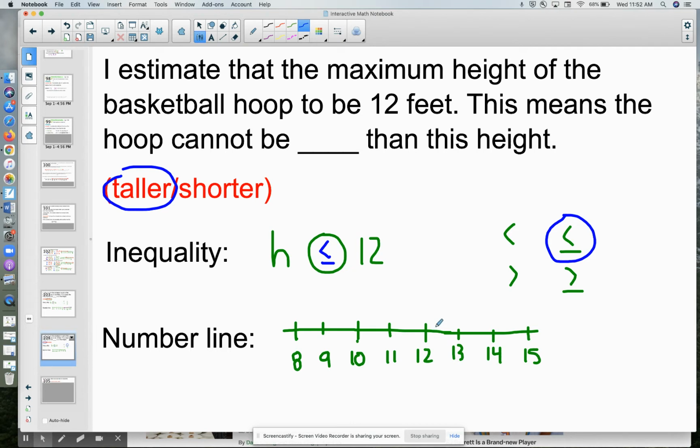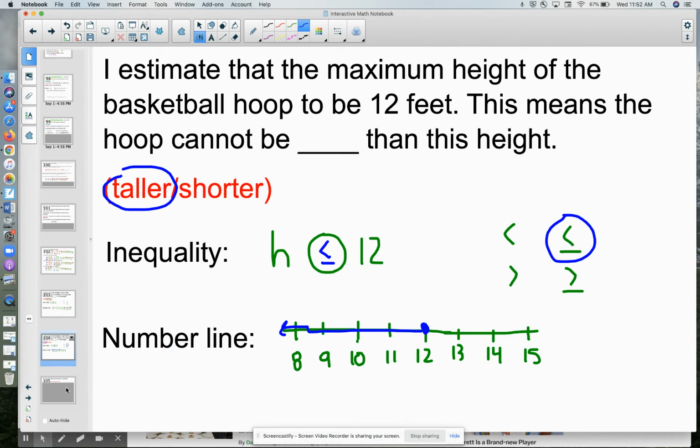So on this number line, 8 to 15, it would be a closed circle, and then we would go to the left. We just stop at 8 because it doesn't have to go all the way down to 1. It can be 11, which is less than 12, 10 is less than 12, 9 is less than 12, and it can be 12 too, because 12 is equal to 12. The basketball hoop can be 12 feet or 11 feet or 10 feet, but it can't be 13, 14, or 15. So remember, maximum and minimum mean a closed circle and an equal sign.